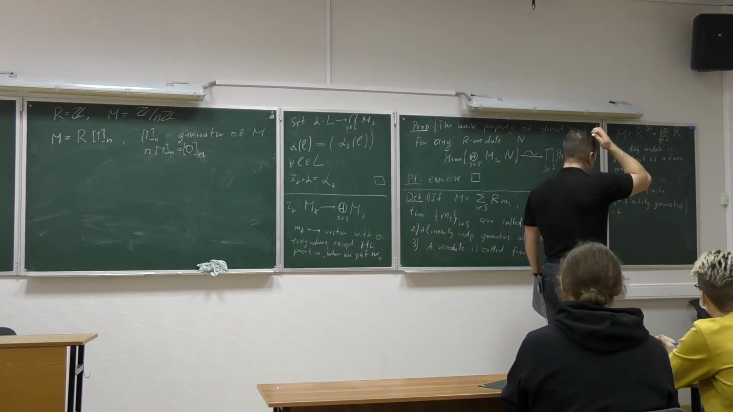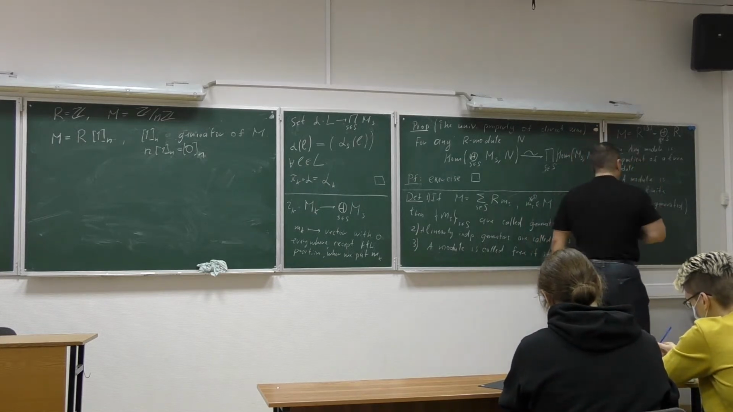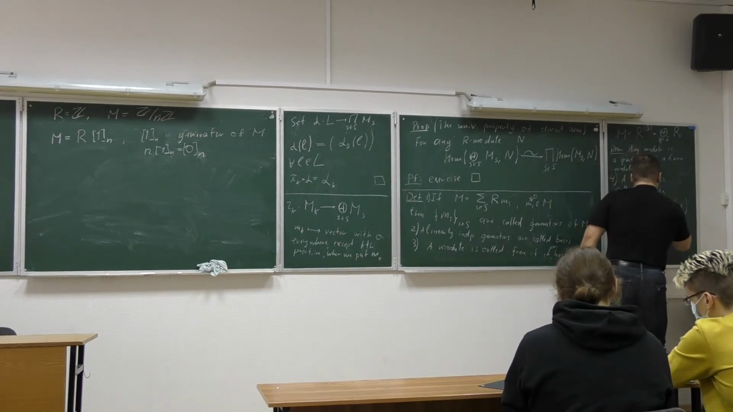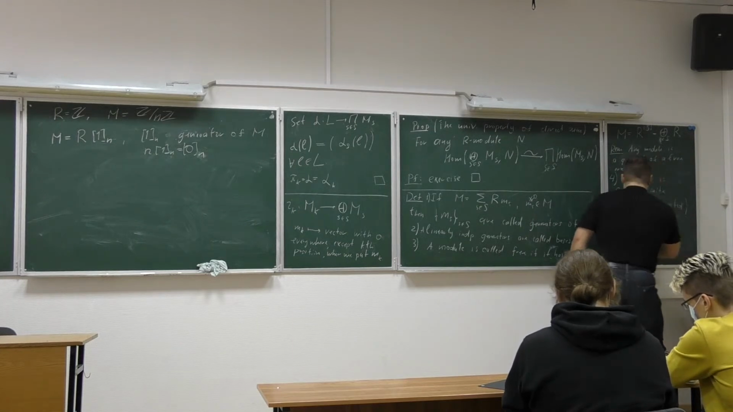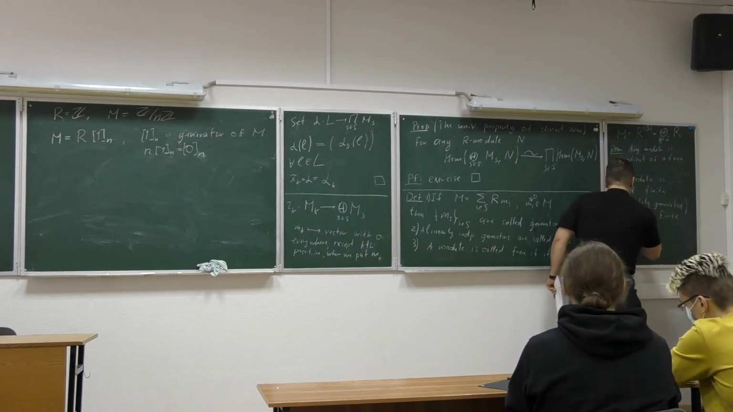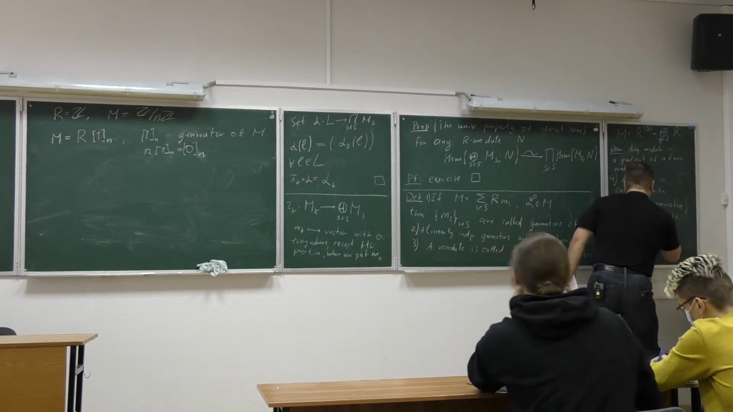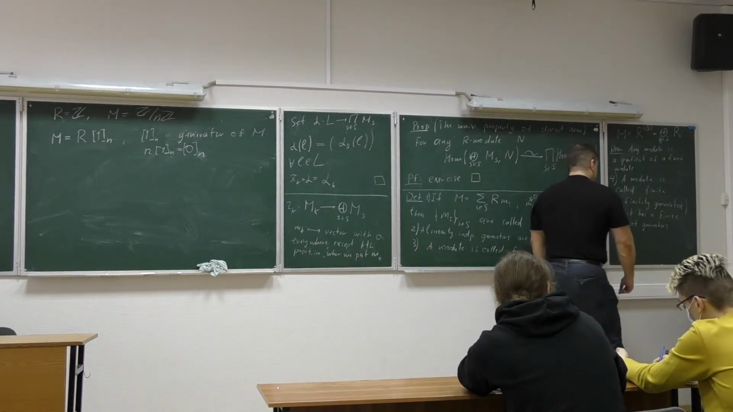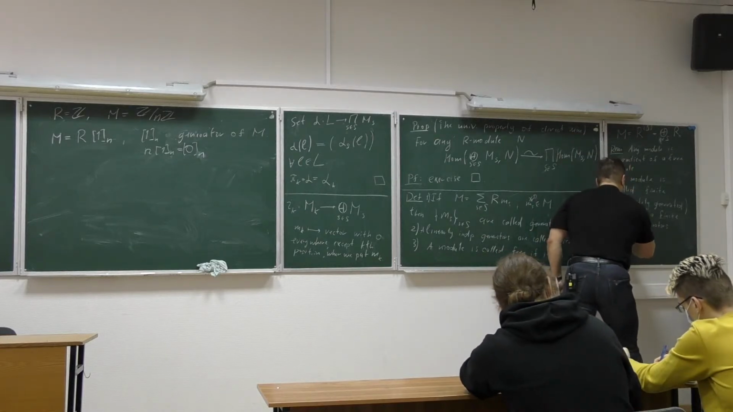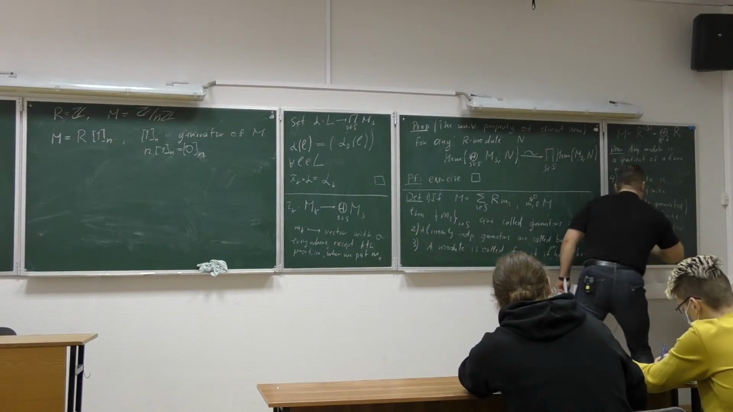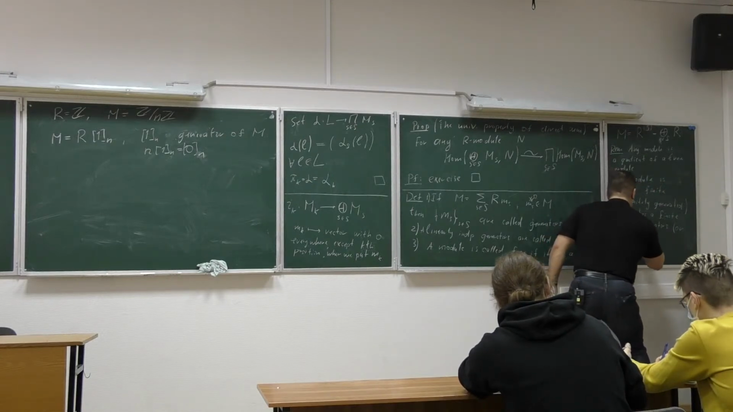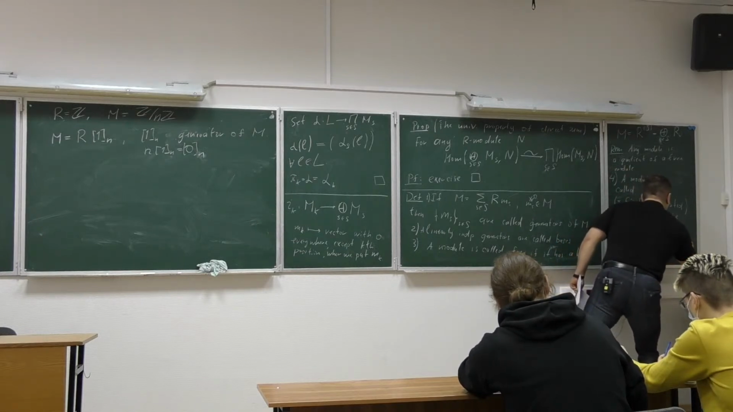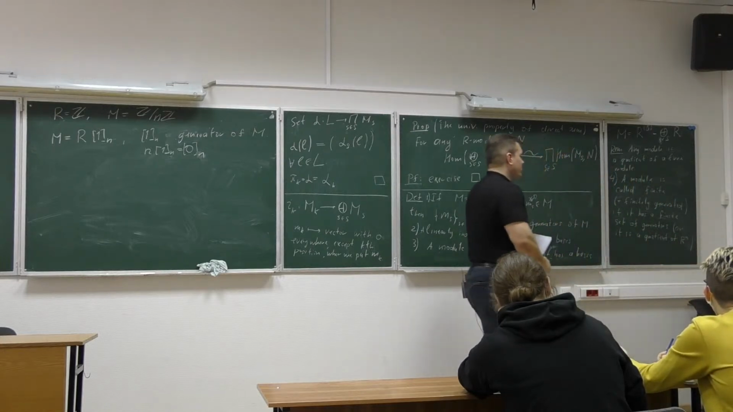Well, there are two ways to formulate the definition. For example, you can say that it has a finite family of generators, a finite set of generators, or equivalently, you can say that it is a quotient of a finite free module R^n.